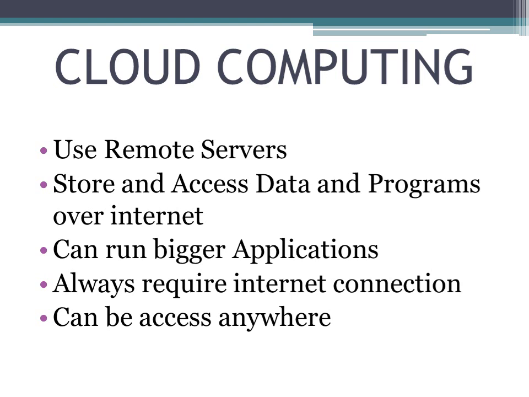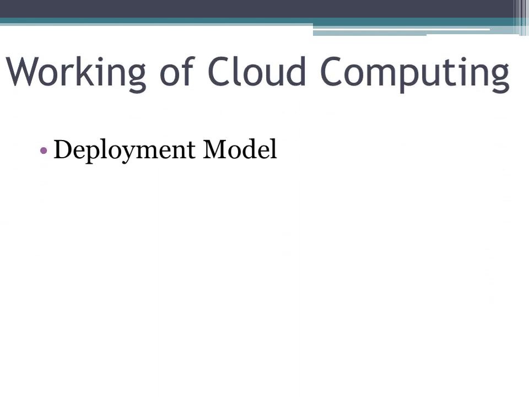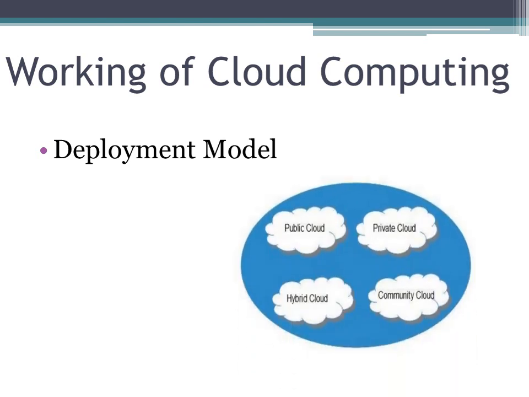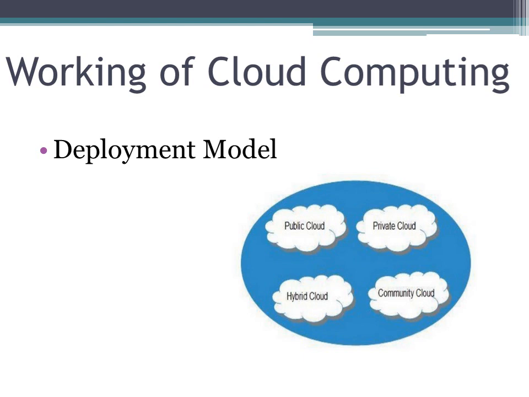Now, the working of cloud computing. Cloud computing works on two models. Number one is the deployment model, which defines the type of access to the cloud, that is, how the cloud is located. It can have any of the four accesses: public, private, hybrid and community.